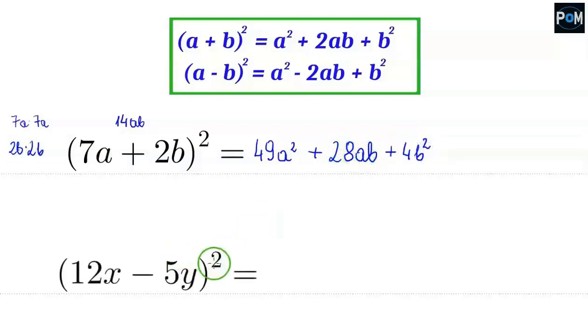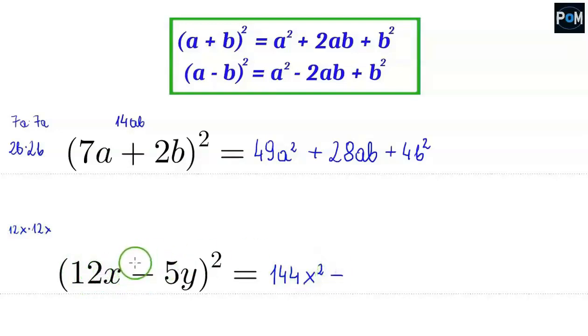And now the last one. Here we have a square of a binomial with a minus this time. We proceed according to the second formula, but it all goes very similarly. First, 12x needs to be squared. That's 12x times 12x. 12 times 12 is 144. X times x is x squared. We've squared it, now we copy this sign.